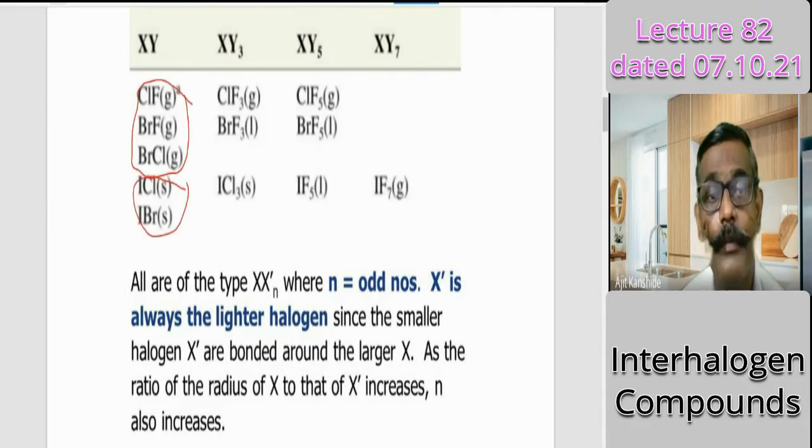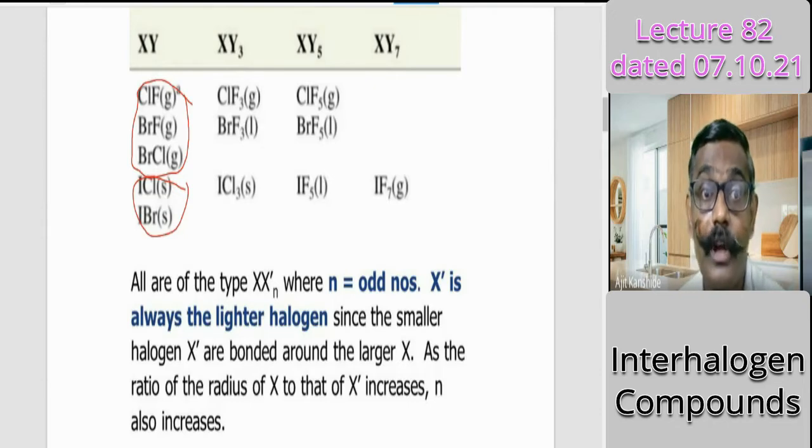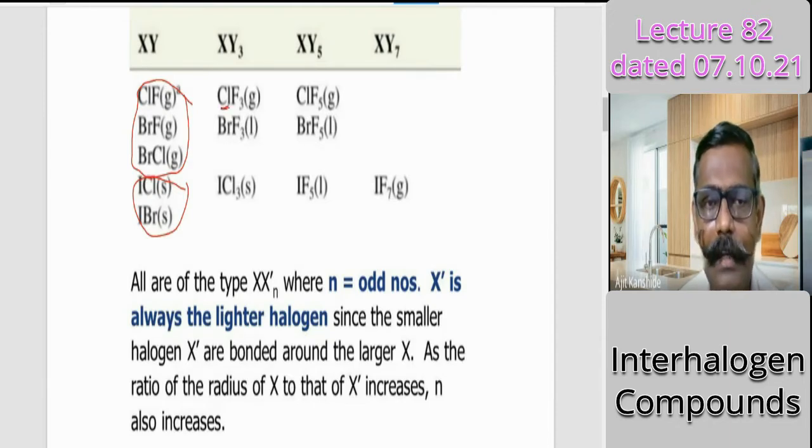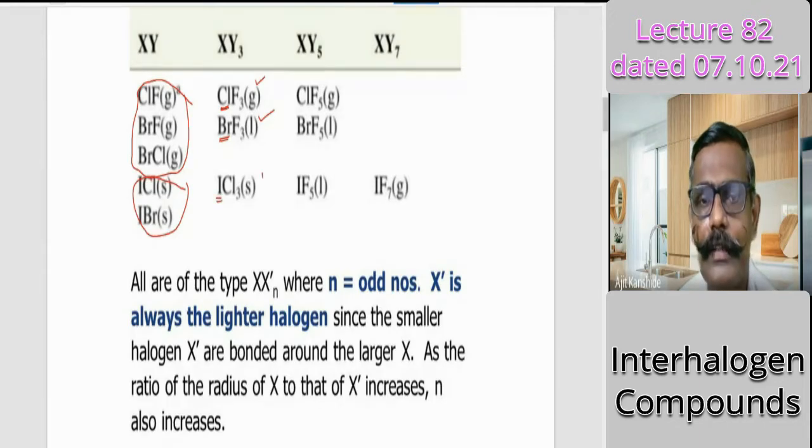ICl and IBr, interhalogens by means of iodine, are solid in nature. Here, see, all three states are there. XY3: when the central atom is chlorine, it is gaseous. When the central atom is bromine, it is a liquid. When the central atom is iodine, it is solid.